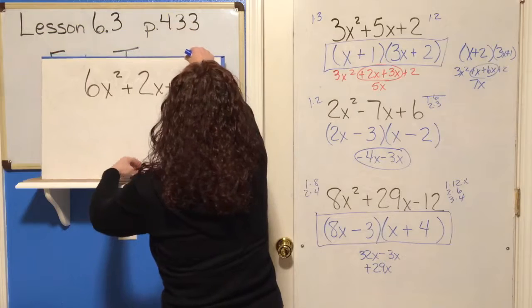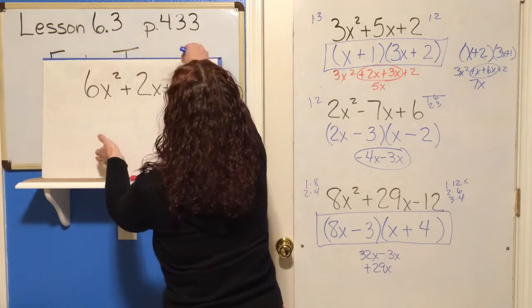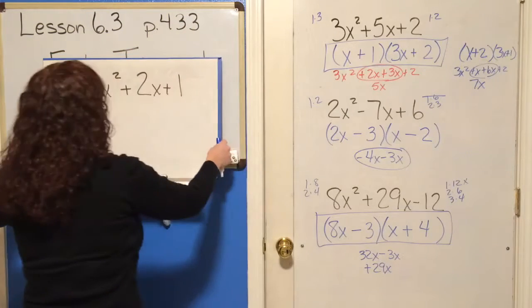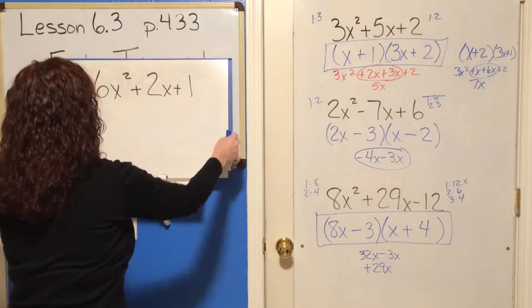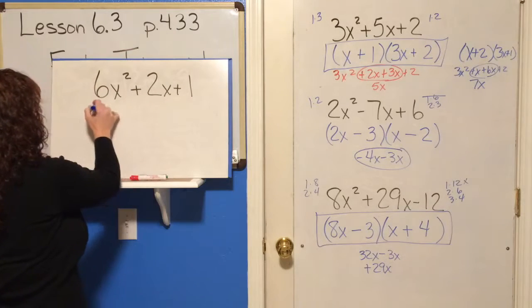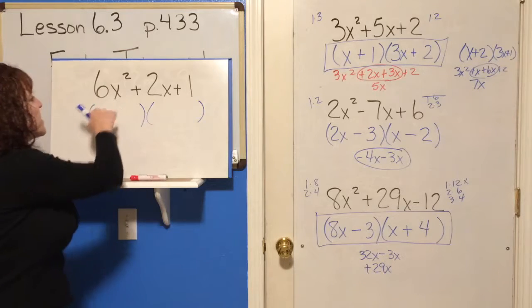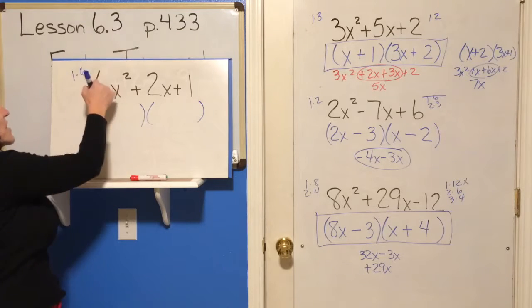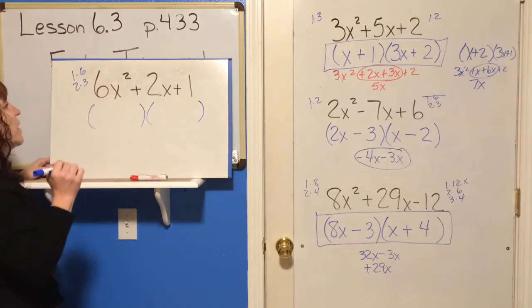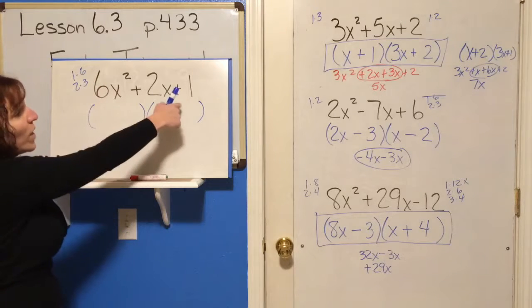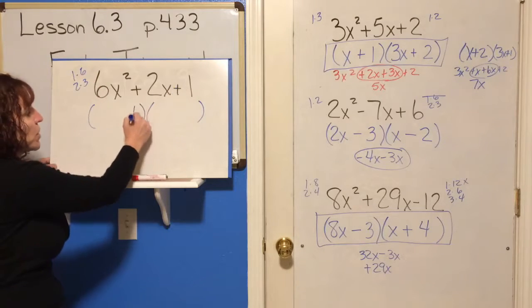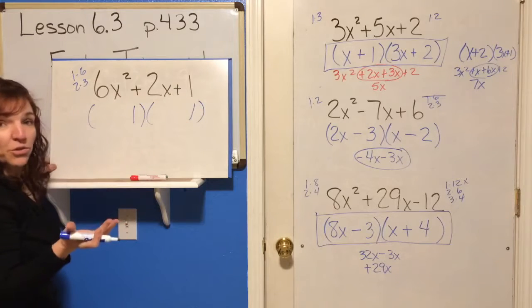Here we go. Let's look at this, and let me show you something here. 6x squared plus 2x plus 1. If you factor this one, same thing. 6 is 1 times 6, and also 2 times 3. And those are the only options there. 1 is easy. That's just 1 times 1. You can put those in right away because there's no other choices.